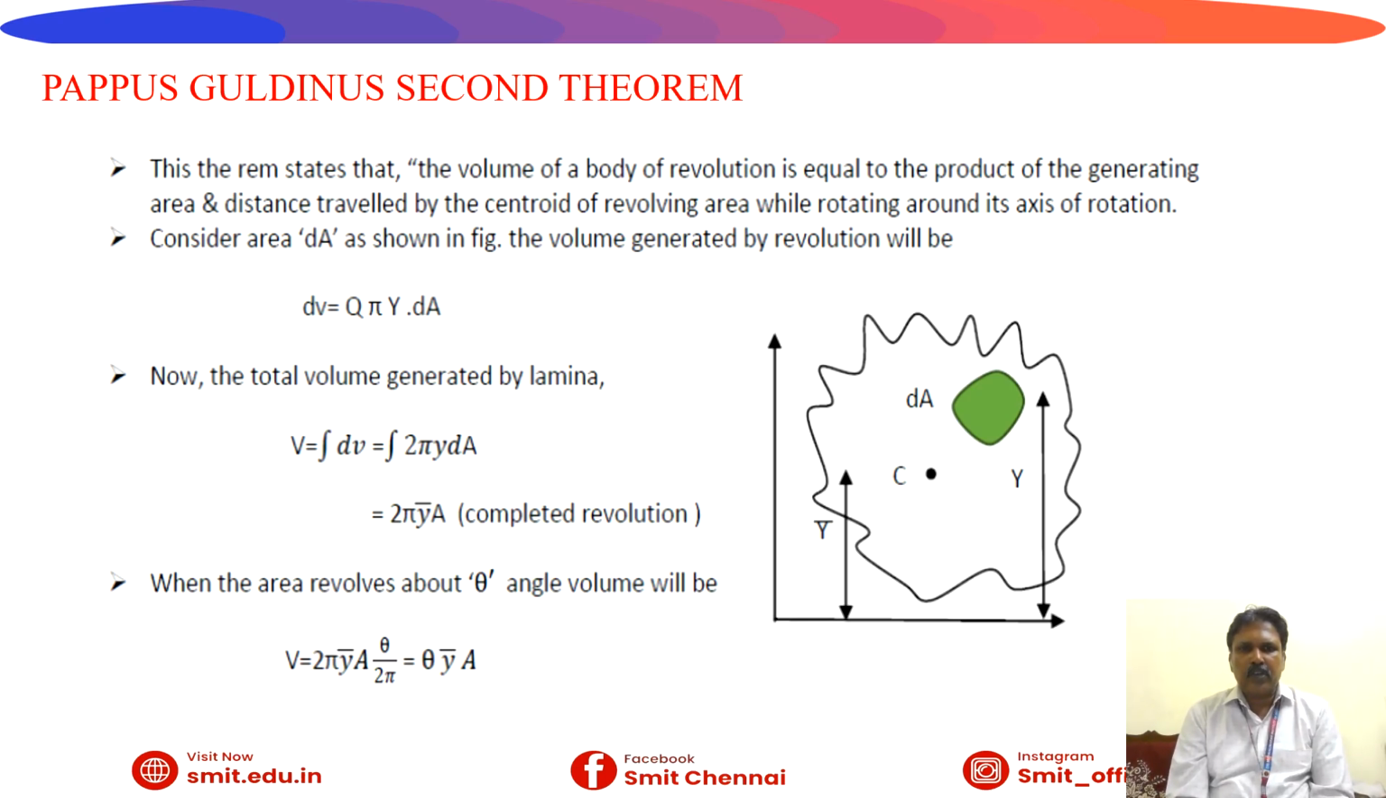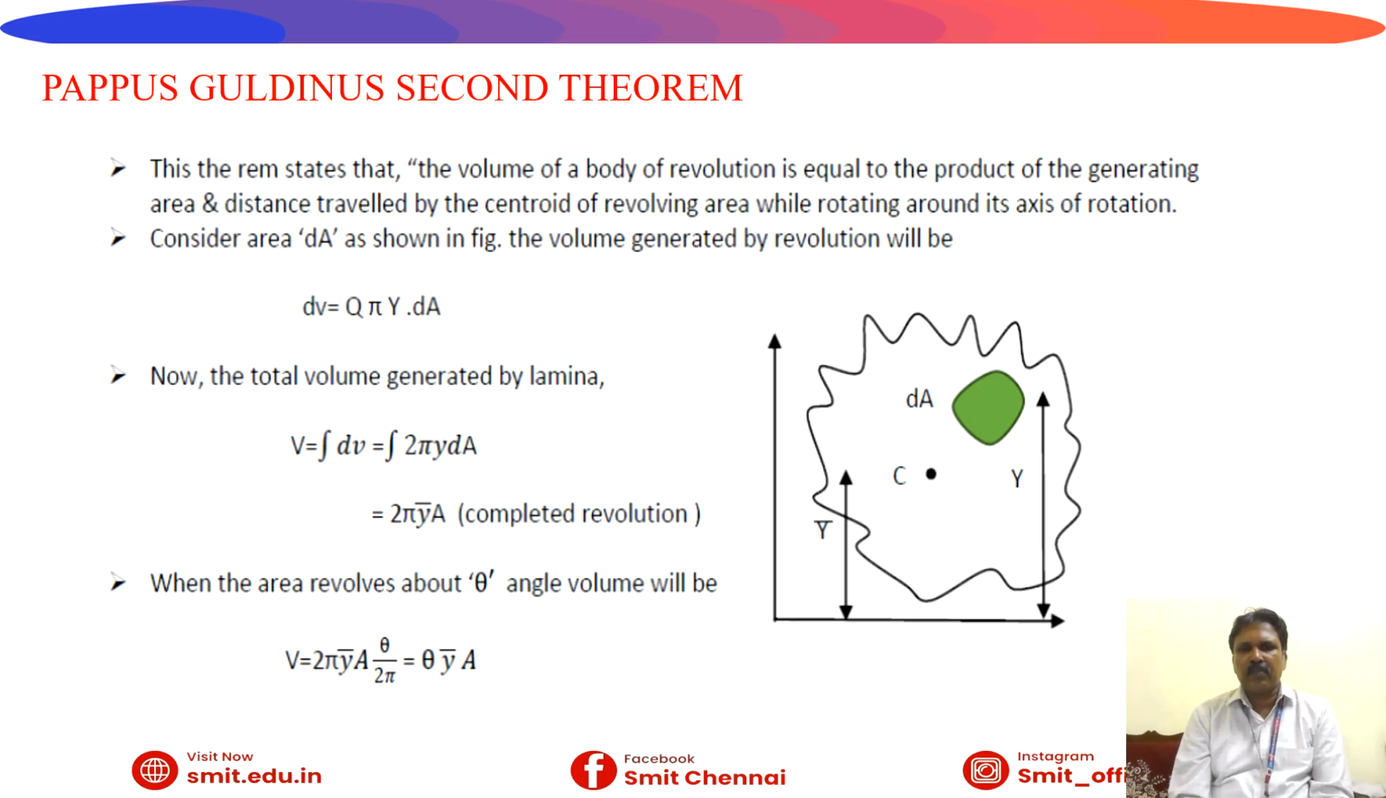Now again, continuation of that is based on the area we have seen. Now this is with respect to the volume. This theorem states that the volume of a body of revolution is equal to the product of the generating area and the distance travelled by the centroid while revolving the area around the axis of rotation. Consider area dA as shown in figure.